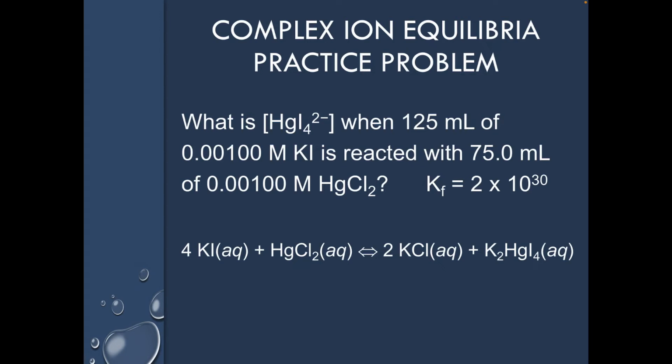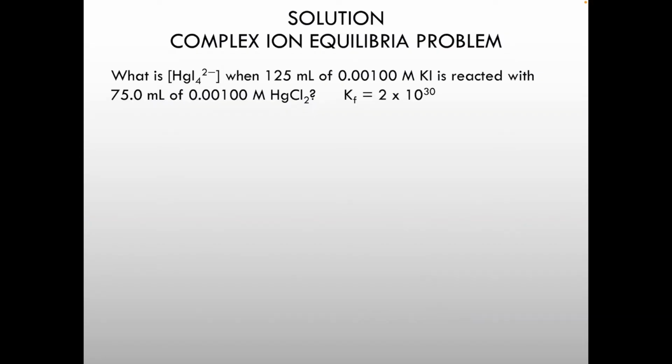This says, what is the concentration of this complex ion with mercury when 125 milliliters of 0.001 molar KI is reacted with 75 milliliters of mercuric chloride? So we have our Kf value there. I've gone ahead and written the reaction for you. It's not as straightforward, so let's go ahead and use that.